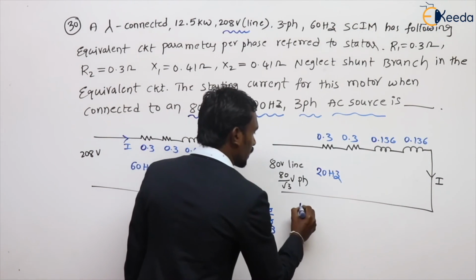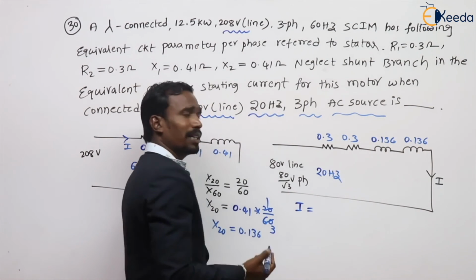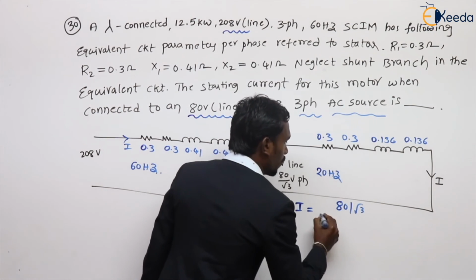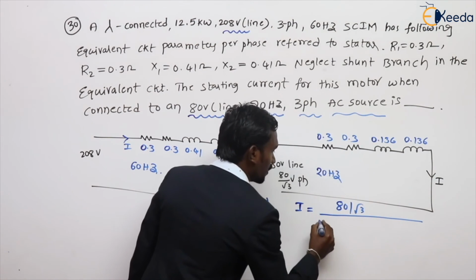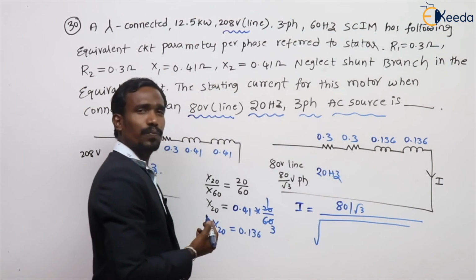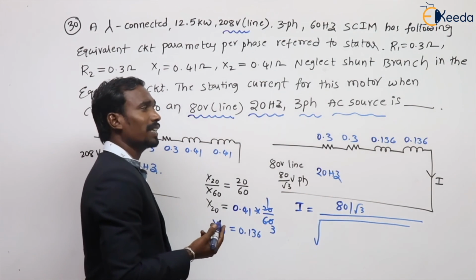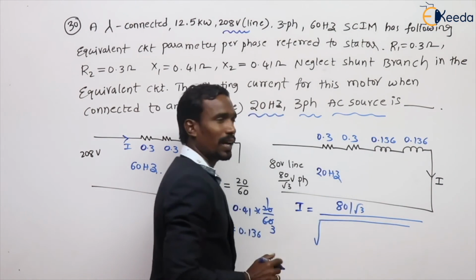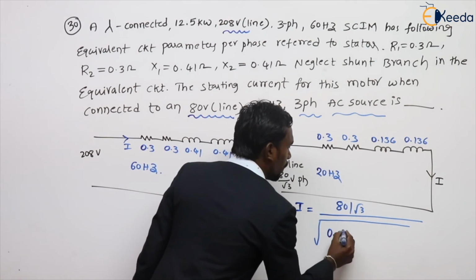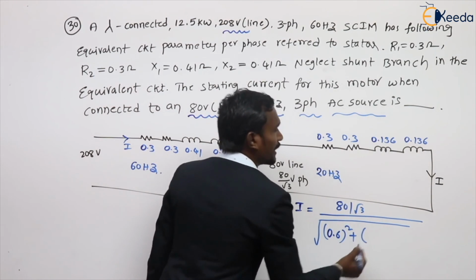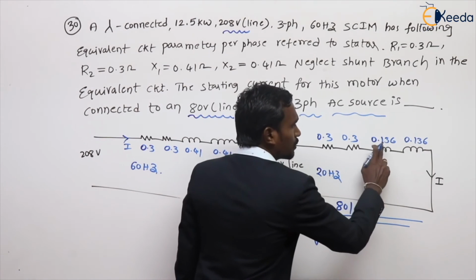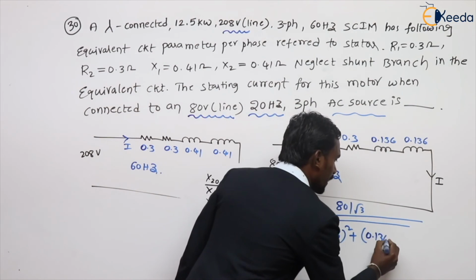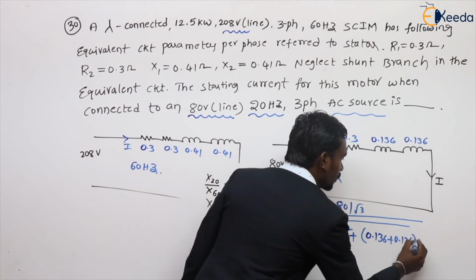Now we have to find the current. Current I is equal to V by Z. What is V? V is 80 by root 3. Z is equal to the square root of R square plus X square, where R is the resistance and X is the reactance. R square is 0.6 whole square, plus X square, which is 0.136 plus 0.136, whole square.